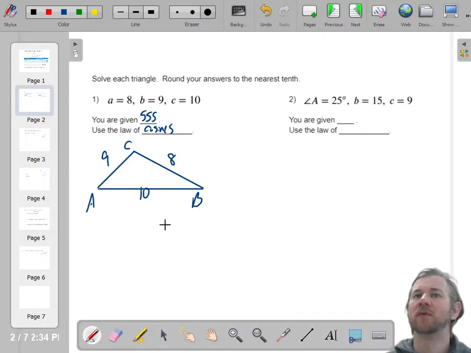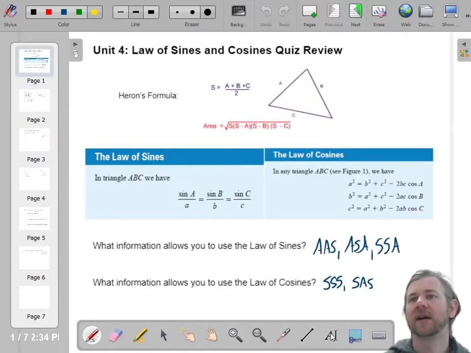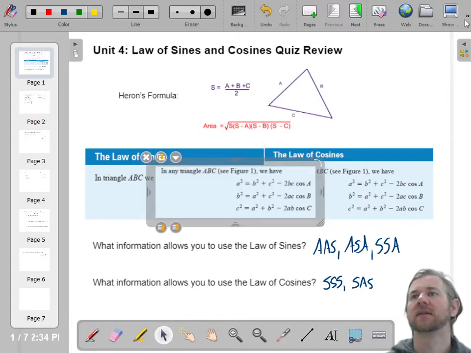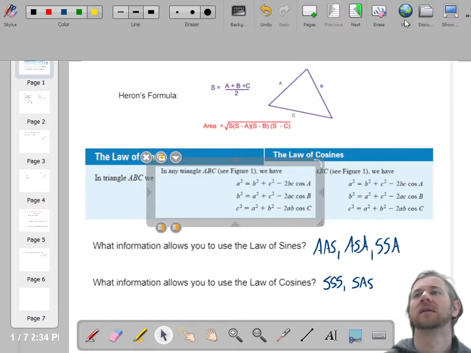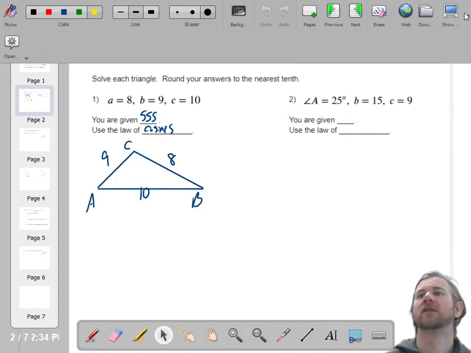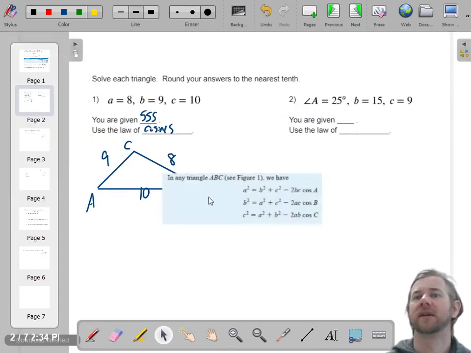Now, that means I know I'm doing the law of cosines, so I'll take these formulas and just kind of steal them for a second. Cut. And then we'll go back here, and I'll bring them onto this page so I can reference them. Paste. There you go. All right.